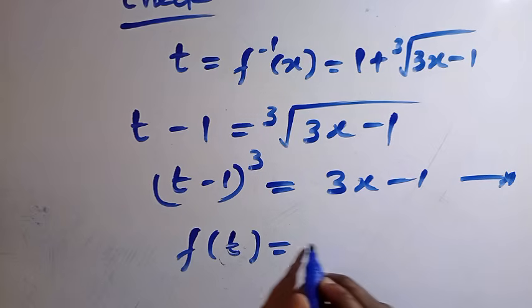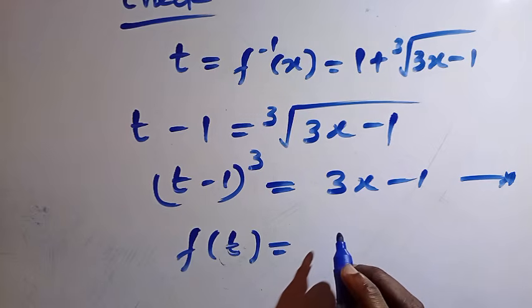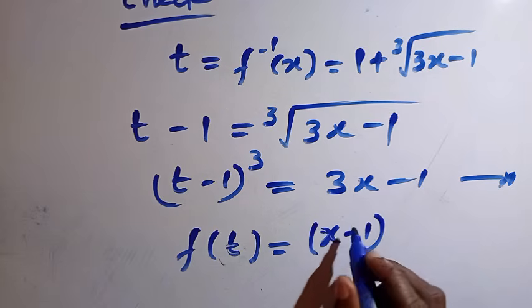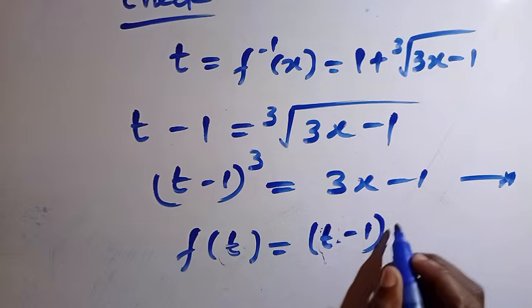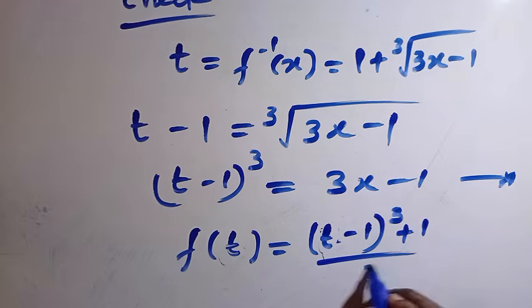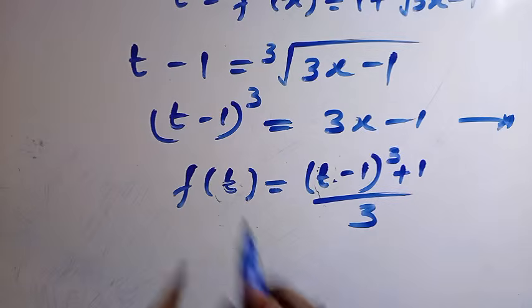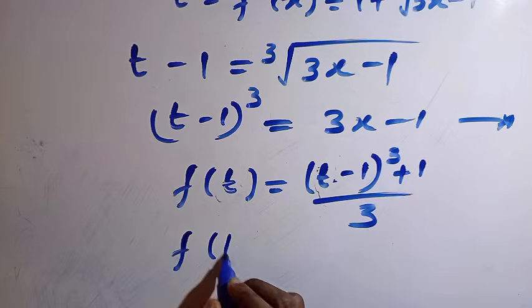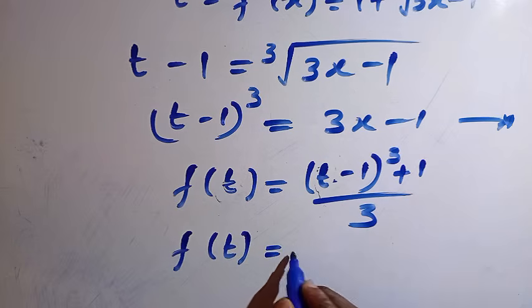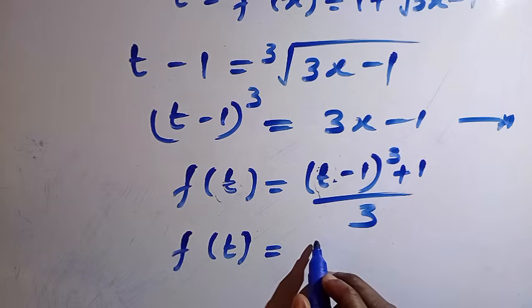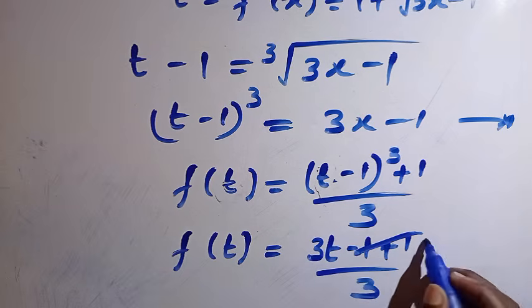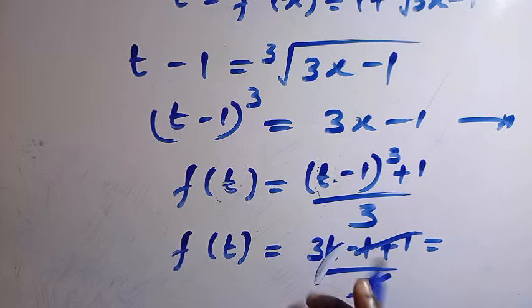So we have f of t equals what we got earlier, that we have x minus 1, and here I'm using (t minus 1) raised to power 3 plus 1, all divided by 3. But (t minus 1) raised to power 3 is given as 3x minus 1. So here we have f of t equals (3x minus 1 plus 1) divided by 3. This cancelled, and we have this also cancelled. 3 cancels 3, and this gives us t.